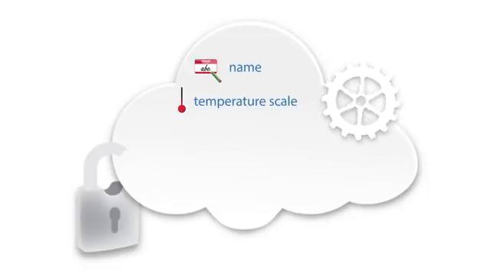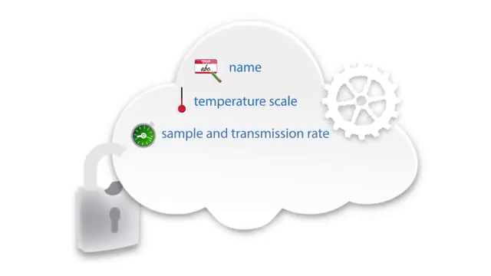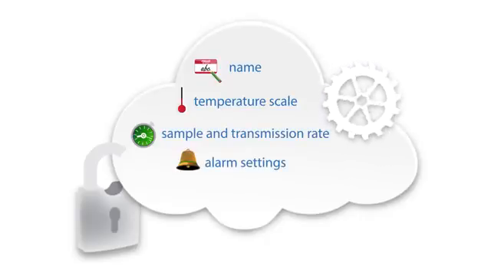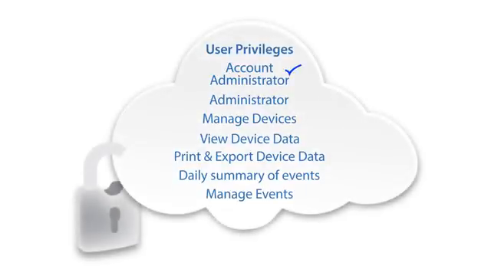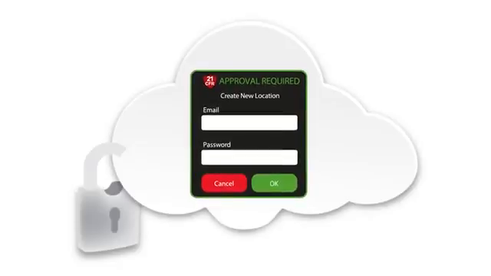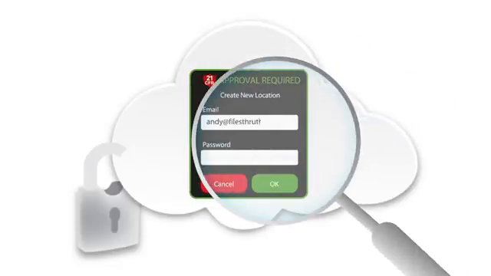Use the cloud to remotely change the settings of any device at any time, including its name, temperature scale, sample and transmission rates, alarm settings, alerts, or its location. Choose who accesses devices online, changes their settings, downloads data, and how that data is stored. A permission-based cloud only gives access to authorized individuals, tracks what activity they undertake on the system, and ensures data is never lost or tampered with.